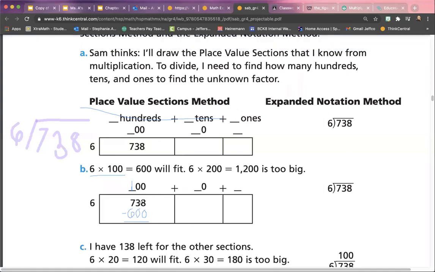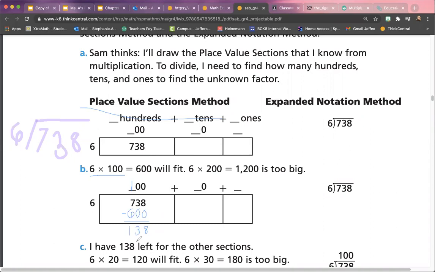So now I have 1 group of 600. I need to take it away. I'm left with 8 minus 0 is 8, 3 minus 0 is 3, 7 minus 6 is 1. So I'm left with 138.